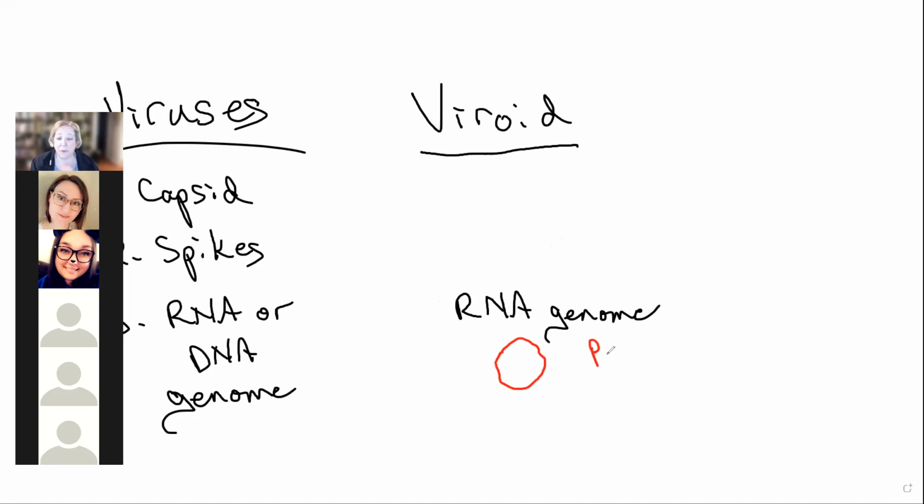And some of them are important in agriculture, which is why we care. Okay? So viroids do not have a capsid. No capsid. Okay. And there are no spikes. If they had spikes, they'd have no place to put them. Okay. So they're just these little circles of RNA that go from cell to cell. Now you're probably saying, and which when I first heard about viroids, I went, how do they get from cell to cell? Once they get out into the environment, they're going to get broken down.